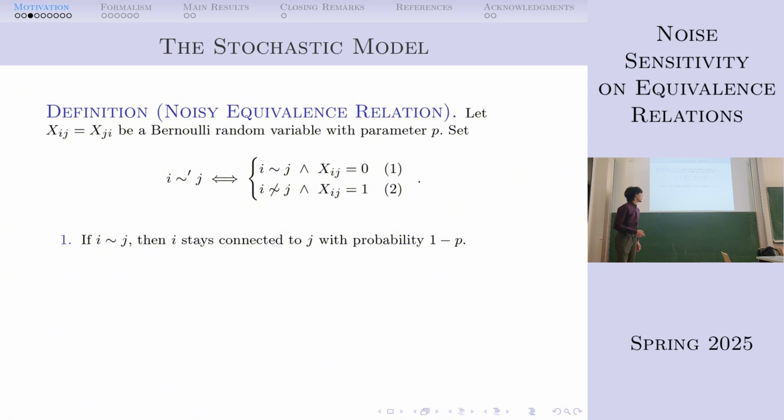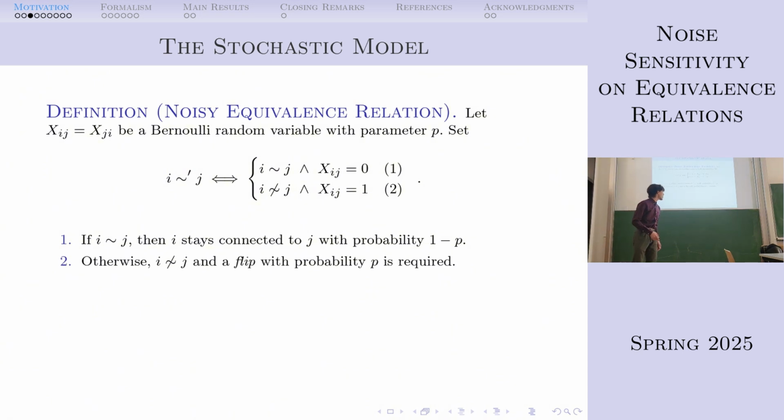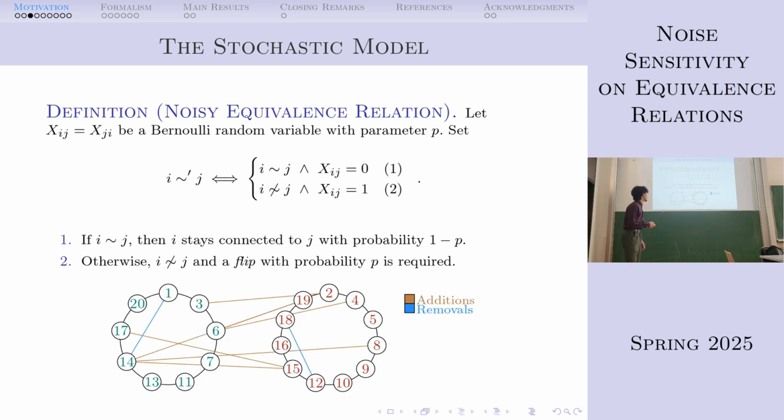So you define this noisy equivalence relation out of the original equivalence relation, and you say that if already you had this connection between i and j, then it would need to not flip in order to preserve this relation in the noisy model. And the same is said about the other case, where you have two elements which are not related. Then if you want them to be related in the noisy model, you would like to flip the edge, so to say.